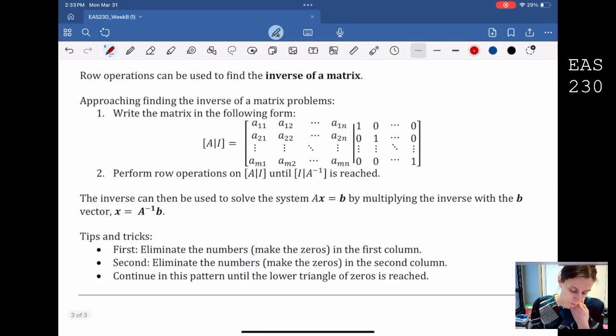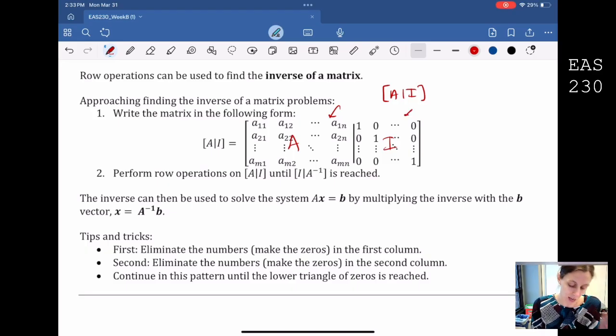The last thing I can do is use Gauss-Jordan elimination concepts in order to find the inverse of a matrix. It just so happens that rather than writing my augmented matrix as A with B next to it, I replace B with the identity of the same size. So now it's really long. So here's A, here's the identity of the same size. And then I just do Gauss-Jordan elimination until this side looks like RREF.